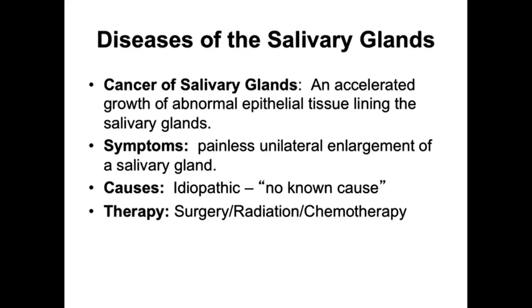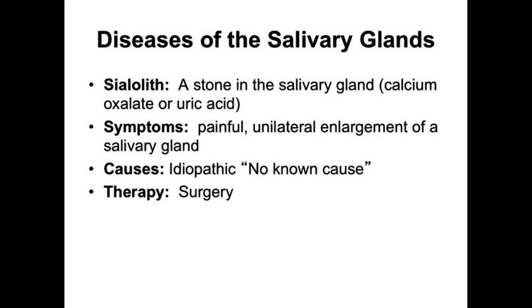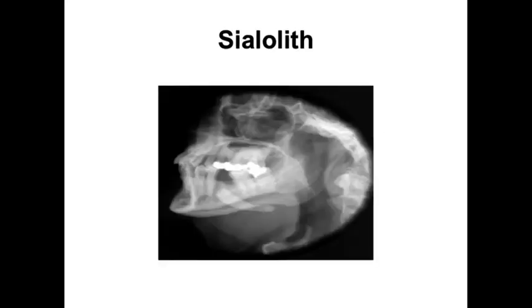Again, you can have cancer of the salivary glands, which is, again, an abnormal epithelial tissue overgrowth. And again, the painless unilateral enlargement. Typically idiopathic, meaning no known cause. Let me show you what a cellulitis is. Now, you've heard of kidney stones, you've heard of gallstones. Now, here is a calcium oxalate or uric acid crystal buildup in the ducts of the parotid gland. And it's painful, it's unilateral, and you'll have an enlargement of one side of the cheek.